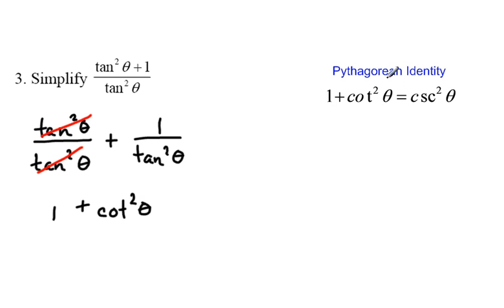And we know from here, our identity states 1 plus cotangent squared equals cosecant squared. Therefore, we're going to replace 1 plus cotangent squared with cosecant squared theta, and that will be our final answer.